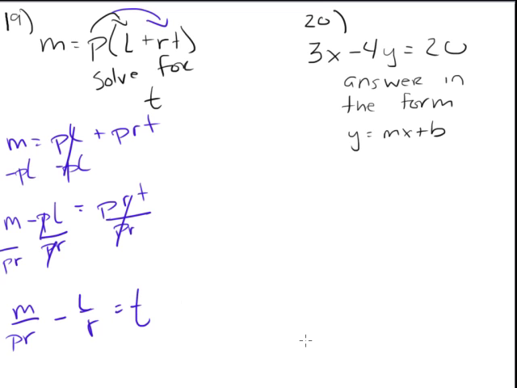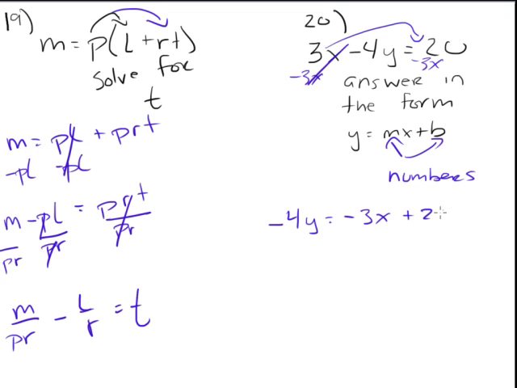Okay, here I have to write my answer in the form of y equals mx plus b. Remember that m and b are just numbers. So first I'm going to bring over this x to the other side of the equal sign, so I'm going to go minus 3x, minus 3x, that cancels out 3x there, left with negative 4y equals negative 3x plus 20. Then I'm going to divide by negative 4, so y is by itself.